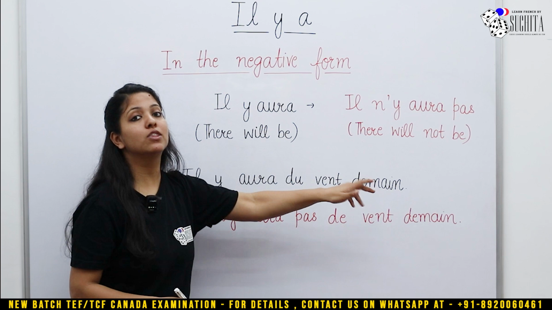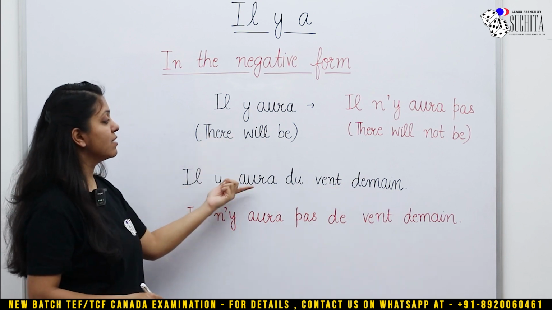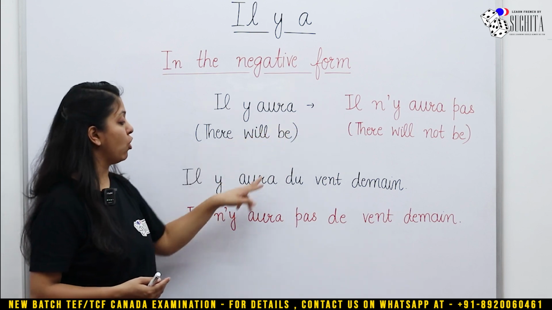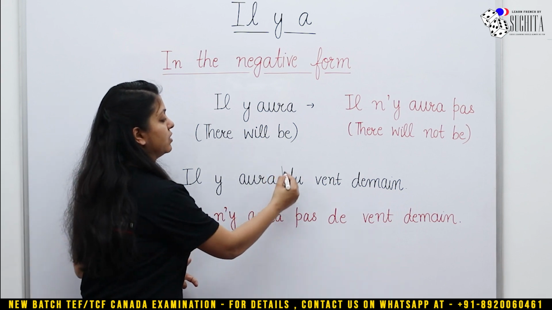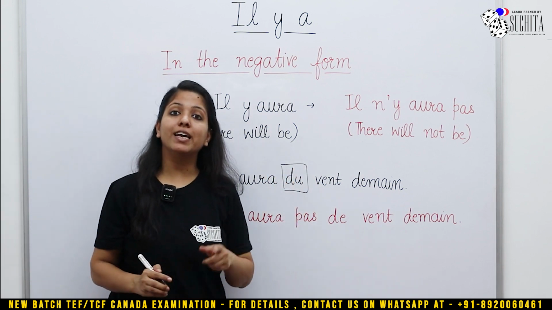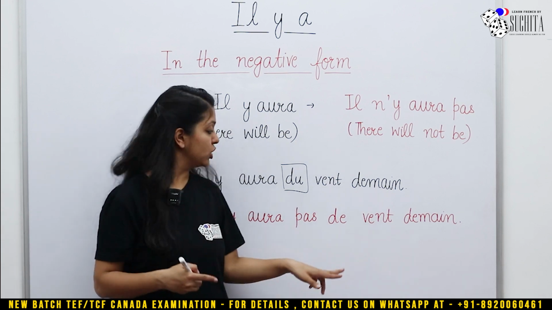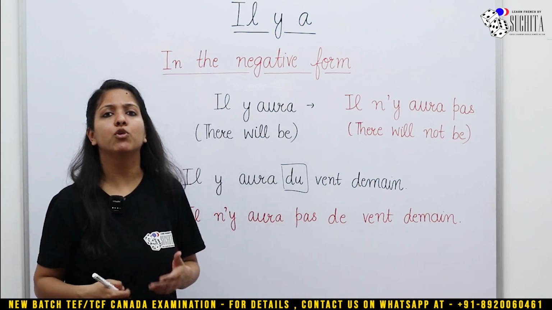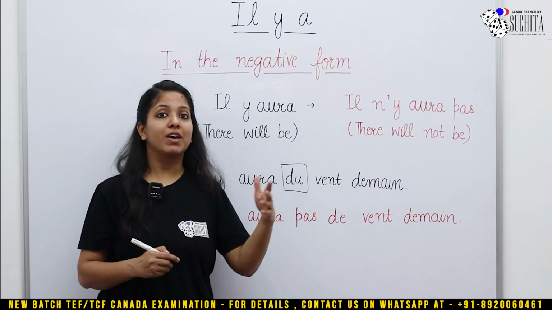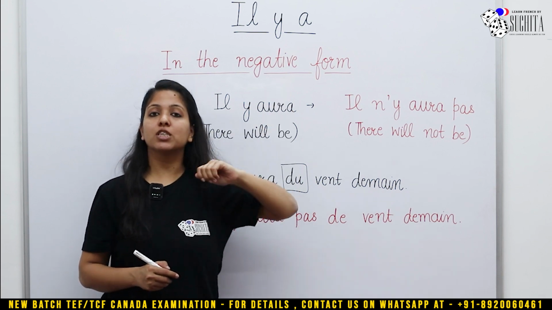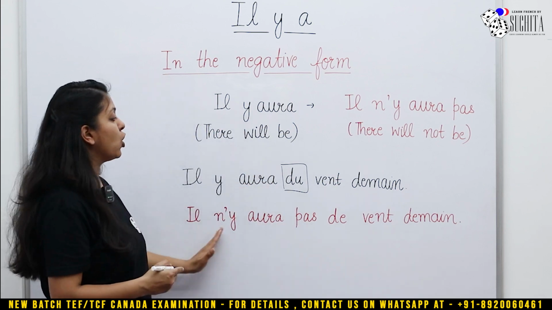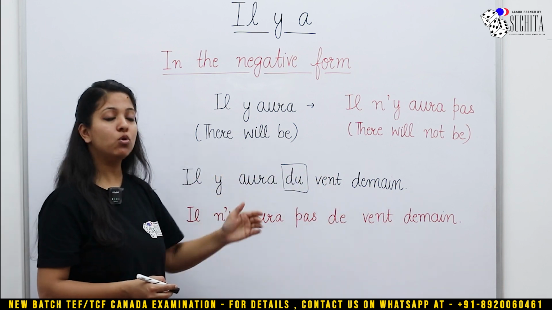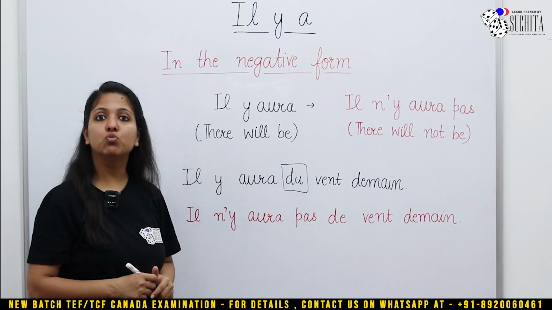Il y aura du vent demain. So there will be some wind tomorrow. Now I want to negate it. So what will I say? I'll say il n'y aura pas. Now this is your partitive article. Just like indefinite articles, partitive articles also change into de if you have a negative sentence. By the way, if you do not know what partitive articles are and how to use them, I'm dropping the link in the card above wherein I have explained what partitive articles are. You can watch that video and then come back here again. So il n'y aura pas, instead of du, it would be de, de vent demain. There will be some wind tomorrow. There will not be any wind tomorrow.